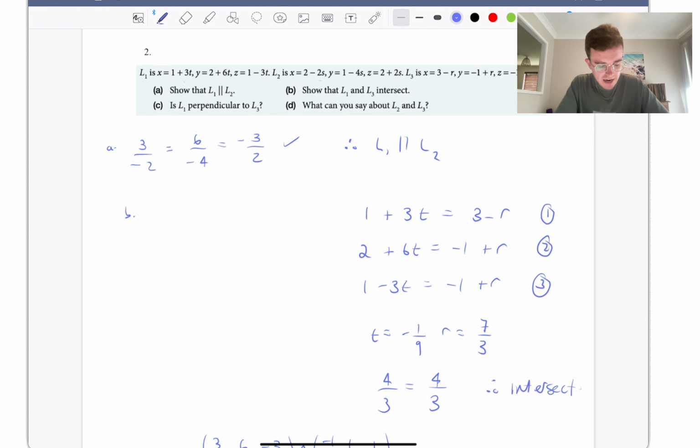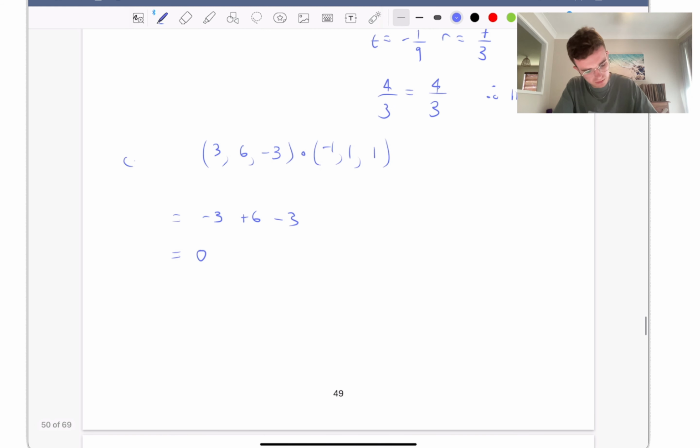Part D, what can you say about L2 and L3? Well, we know L1 and L2 are parallel to each other, and we also know that L1 and L3 intersect at right angles. So if L1 and L3 are at right angles and L1 is parallel to L2, then L2 is perpendicular to L3, because L1 was perpendicular to L3, and since L2 is parallel to L1, then L2 also has to be perpendicular to L3.